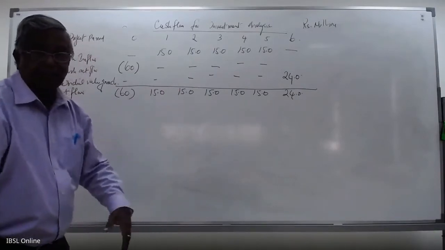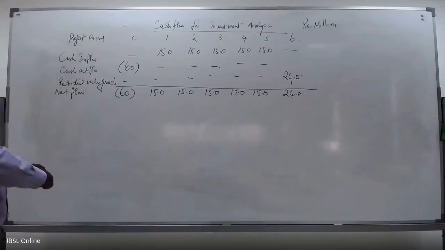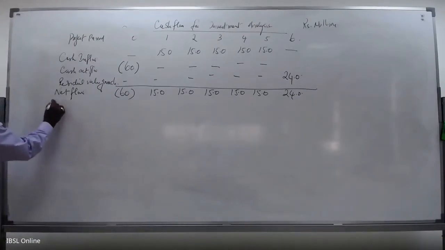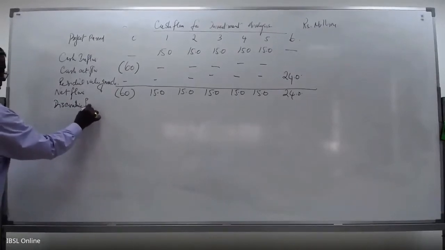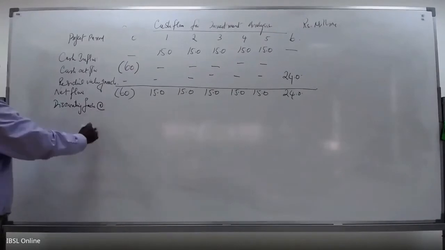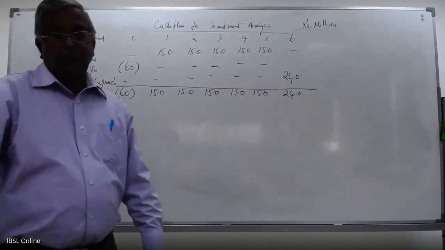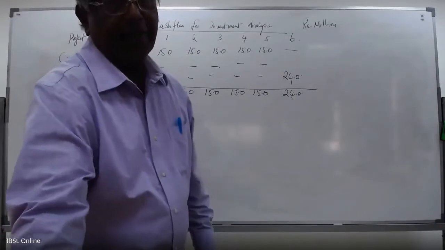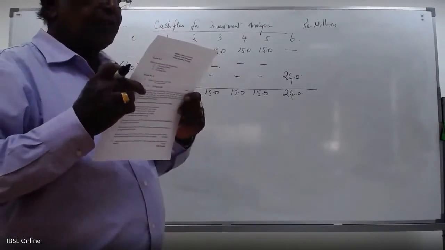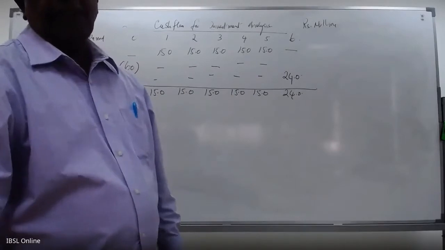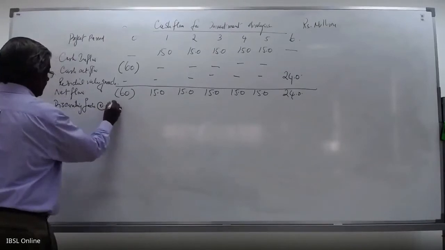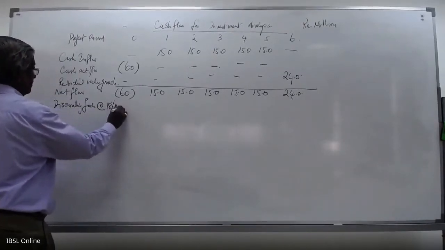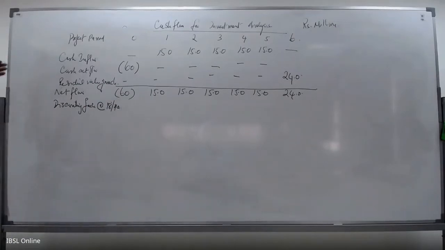So first we calculate the discounting factor. What rate are we going to calculate at? They wanted to borrow this from a bank at the prevailing interest rate of 18% per annum. So we have to calculate at 18%. Discounting factor. The step should be clearly written.